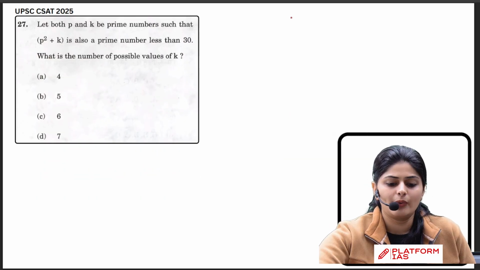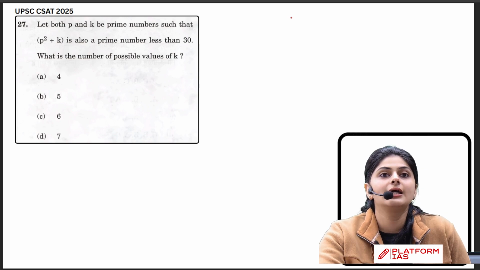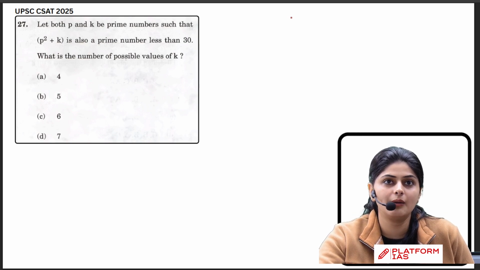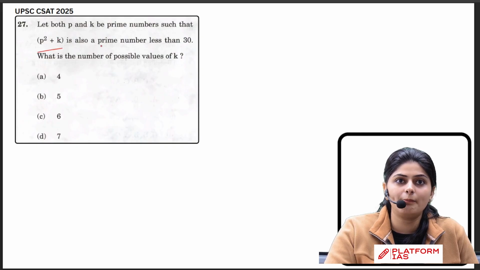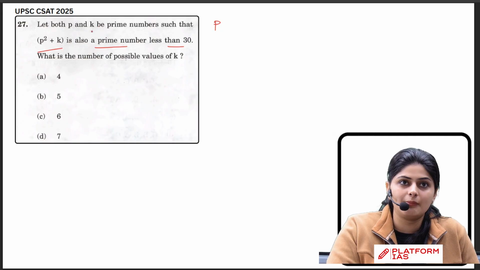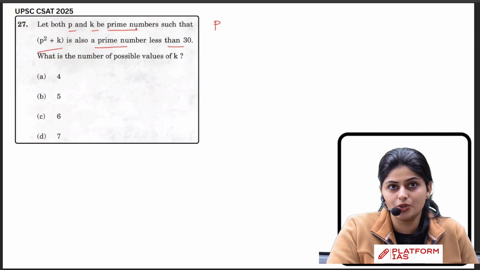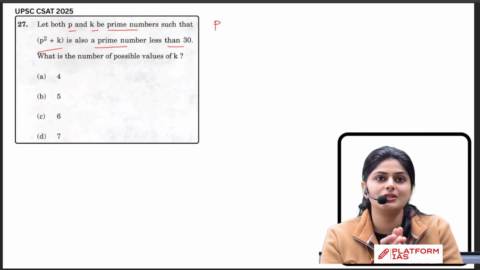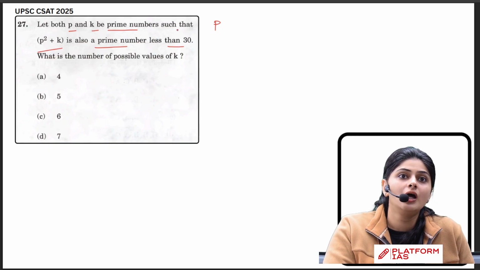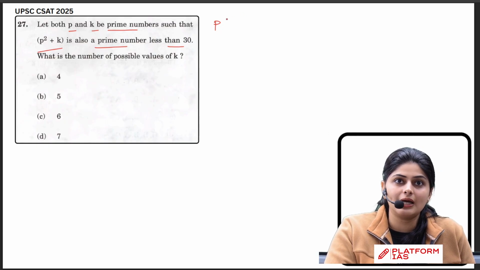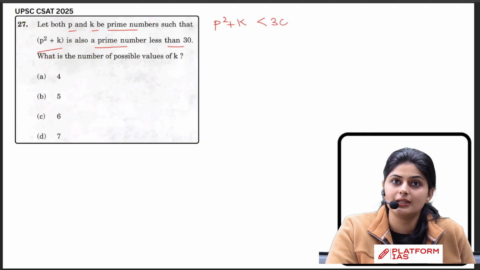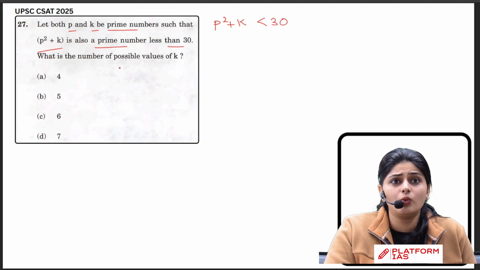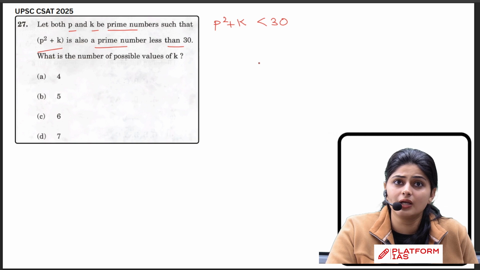Okay, let's read the question. The question says, let both p and k be prime numbers such that p square plus k is also a prime number less than 30. What's given to me? That p and k are prime numbers. You should remember the questions. You should break the questions into parts and then try solving it. So p and k are prime numbers. Remember that. And p square plus k is also a prime number, but it is less than 30. Now what is the number of possible values of k?